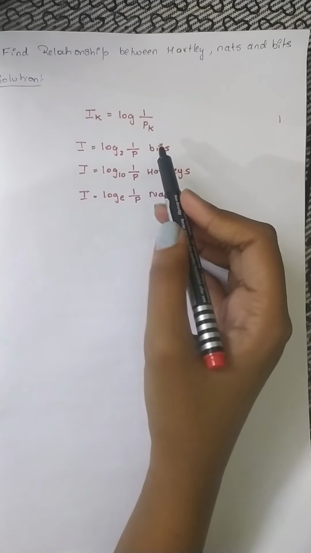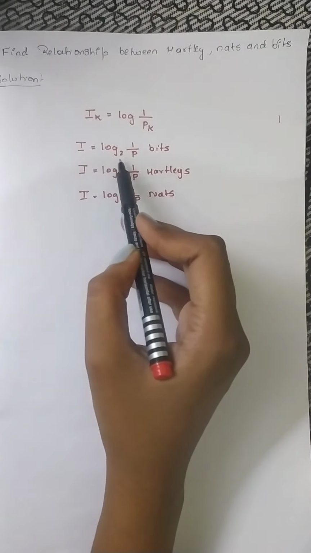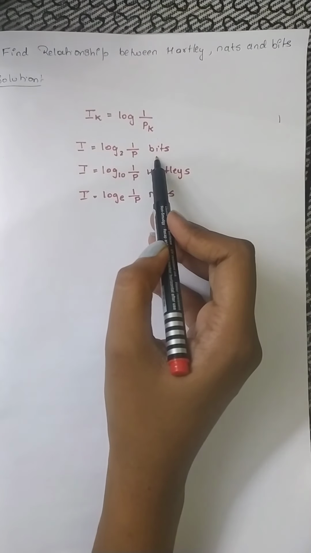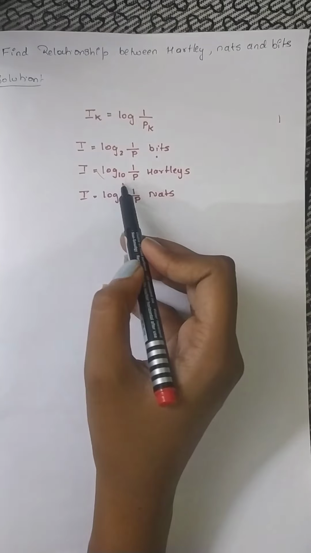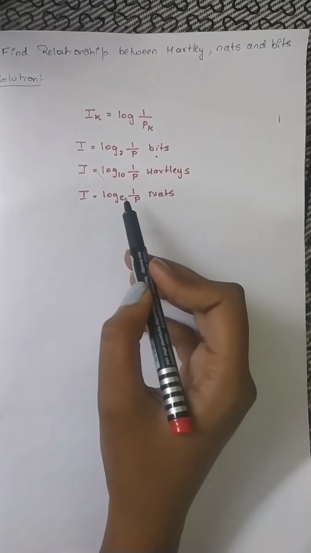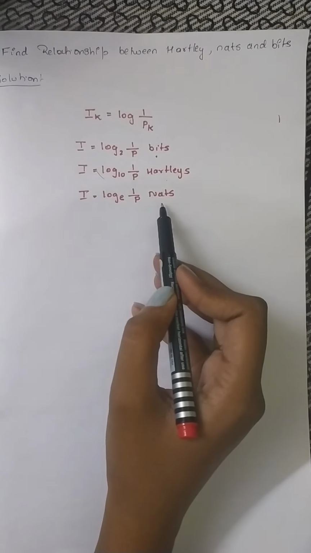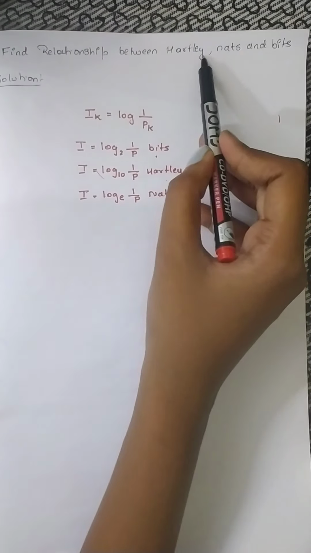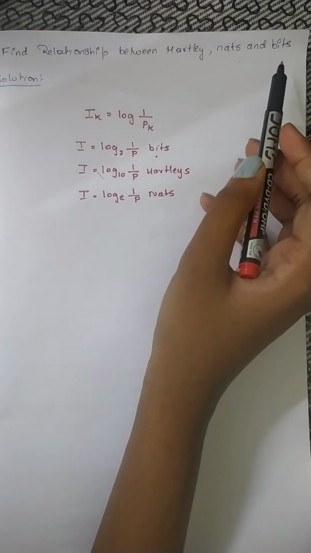Okay. So the units: if it's log to the base 2, then the units will be bits, and if it's log to the base 10, then the units will be Hartley, and log to the base e is nothing but nats. So they have asked in the question to find the relationship between Hartley, nats and bits. So we'll see how to do it.